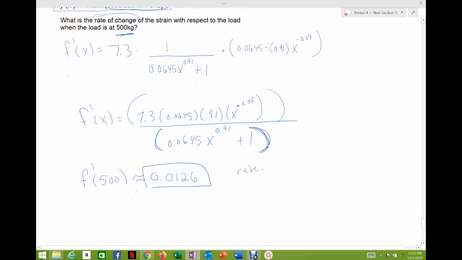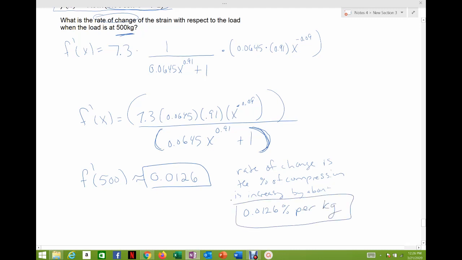Alright, the rate of change is the percentage of compression is increasing by about 0.0126% per kilogram, right? Because the load is in kilograms, so it's per kilogram, right? And so that's the unit.